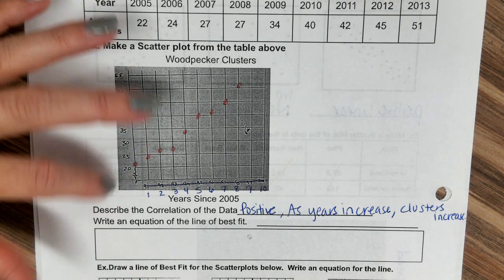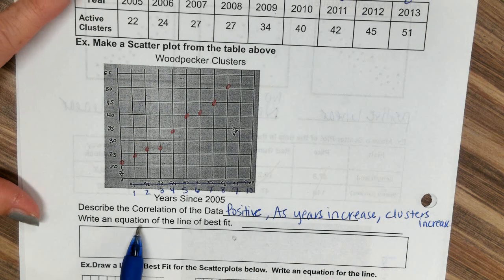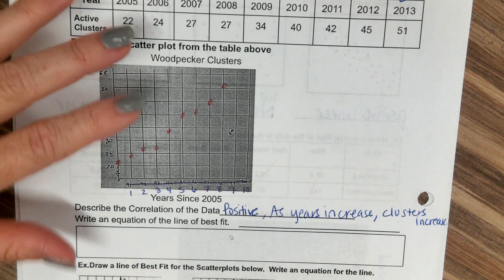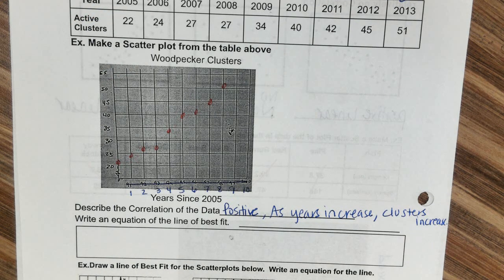Okay, now, right here it says write an equation of the line of best fit. This is called a trend line. Okay, a line of best fit is called a trend line. What a trend line is, is a line that goes through a scatter plot that best represents the trend.